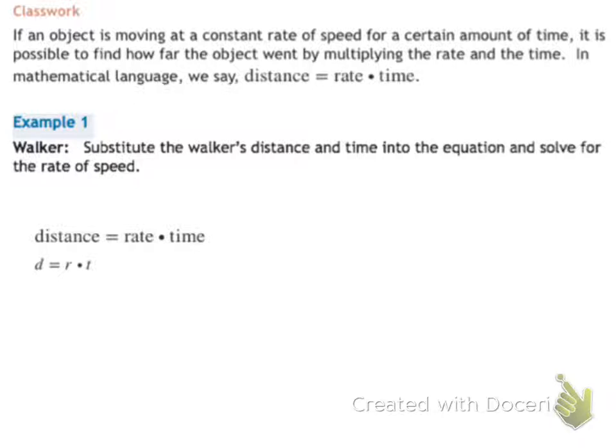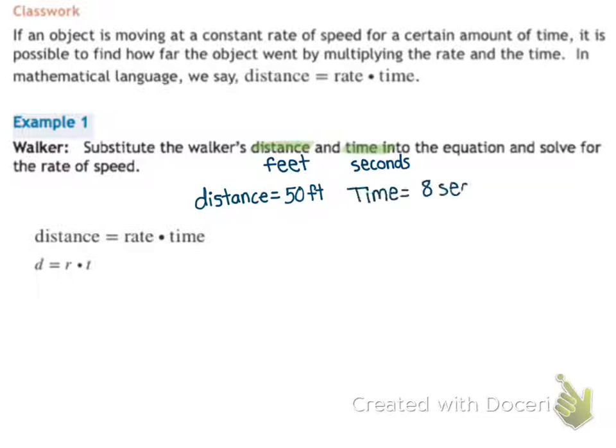So here in example 1, it says a walker. Substitute the walker's distance and time into the equation and solve for the rate of speed. So let's slow this down. It's saying substitute the distance and the time. So for distance, I'm going to work in feet and time in seconds. So I can say that my distance equals 50 feet and my time equals 8 seconds.